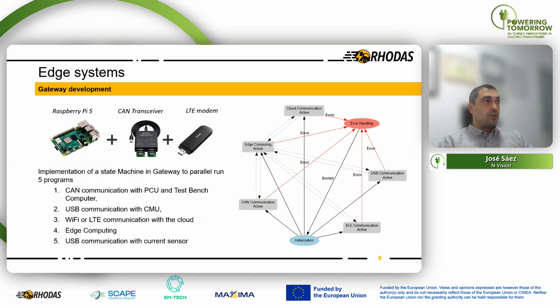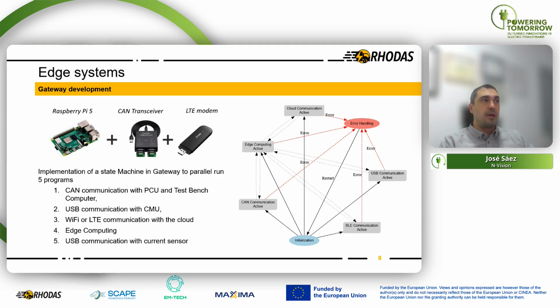Also on the gateway, and again on the edge, as we have just one single device, we need to manage different functionalities, not only related to data collection and transmission, which is probably the main functionality of the gateway. We also need to deal with those additional sensors. So to do that, we have been implementing a state machine in the gateway, which allows us to run these 5 programs in parallel. Basically, as I mentioned, it's the communication with the power converter control unit, and the test bench computer or any external system that is required.